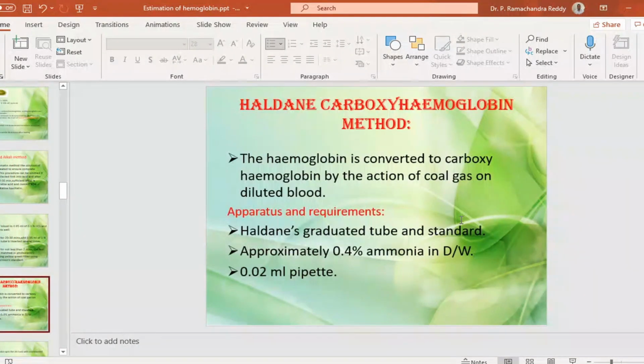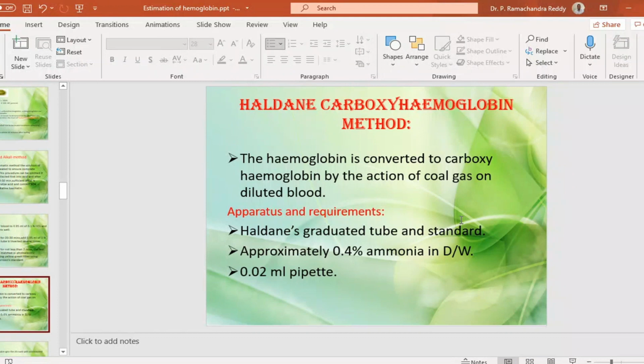Then the Haldane carboxyhemoglobin method is also there. That means we can calculate carboxyhemoglobin. But in case of the alkali hematin method, you can see the other two types except carboxyhemoglobin. The other two types of hemoglobins can be measured, right? So they can also be included.